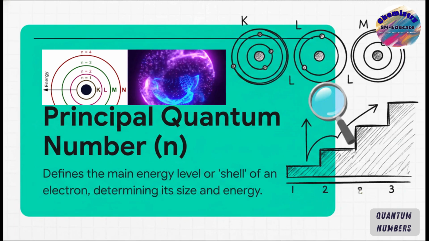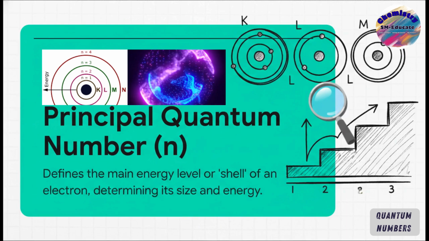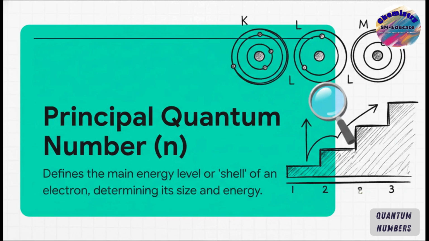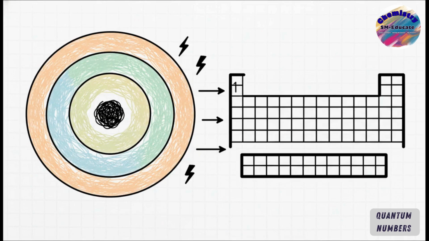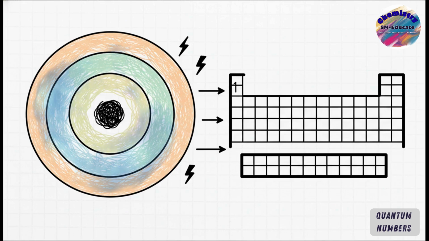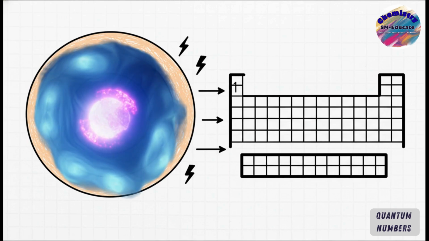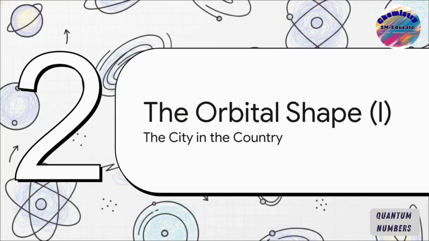Its value can only be a positive whole number, 1, 2, 3, and on and on. No zeros, no fractions, just simple positive integers. And here's what's so crucial about N. The bigger its value, the larger the shell. That means the electron is further away from the nucleus and it has more energy. And the coolest part? This number connects directly to the periodic table. N is the period or the row number where you'll find that element. It's all connected.